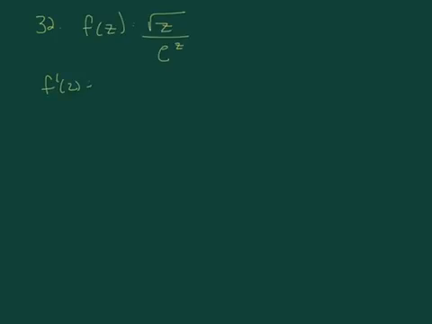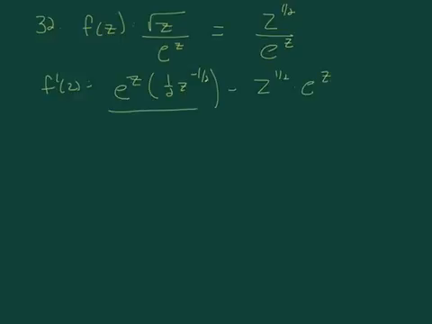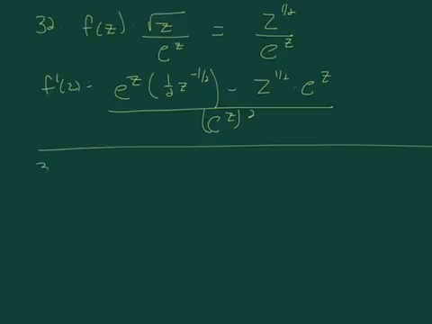Okay, so for number 32 we have to use the quotient rule. So I'm going to rewrite the top as z to the 1/2 over e to the z. And now it's just a pretty straightforward quotient rule. So low d high, e to the z times 1/2 z to the negative 1/2, minus high d low, z to the 1/2 times e to the z, because e to the z is its own derivative, over e to the z squared. And that's it, and you're done with that one. Let's take a look at 33.